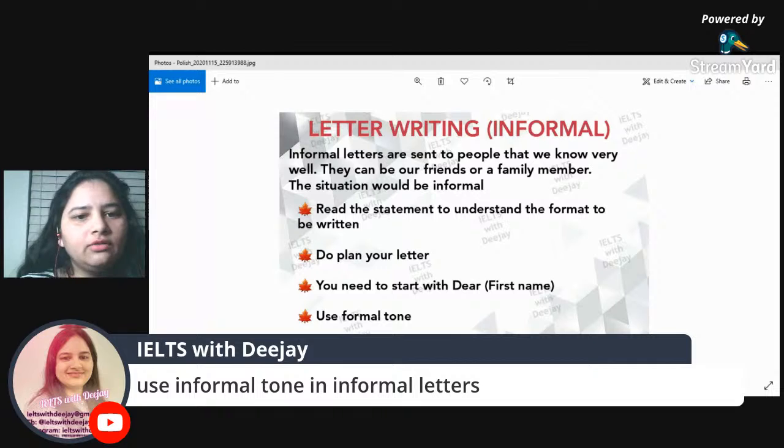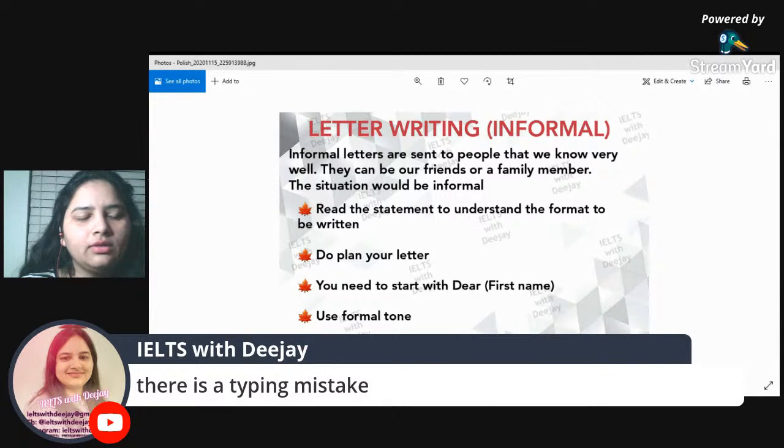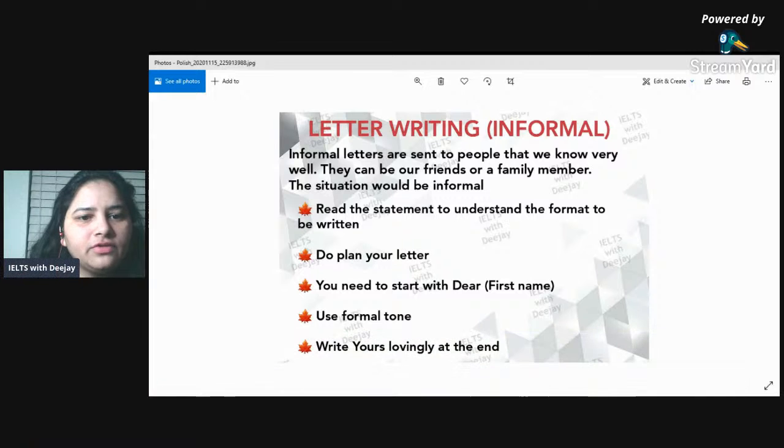You have to use an informal tone. There is a typing mistake in this one, so you have to use informal tone in the informal letters. After that, you have to end it with yours lovingly. See you soon and yours lovingly. This is just a way. I will let you know in the second slide which I have created. Everything is discussed there.